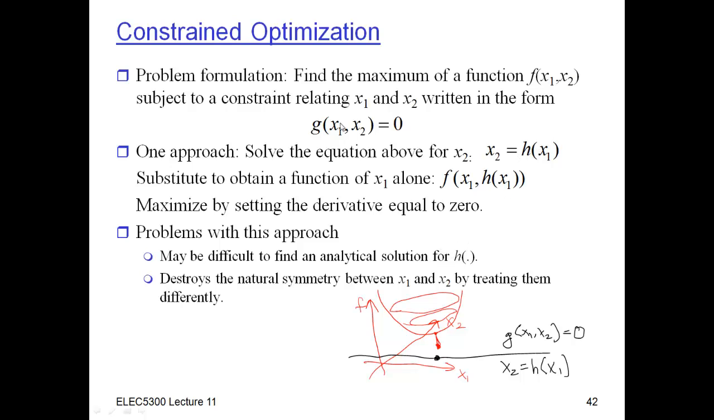Like, how can I solve this, for example, if g of x1, x2 is something like this? Suppose g of x1 comma x2 was just equal to x1 squared plus x2 squared minus 4 is equal to 0. Well, what is that kind of line or curve on the x1, x2 plane?